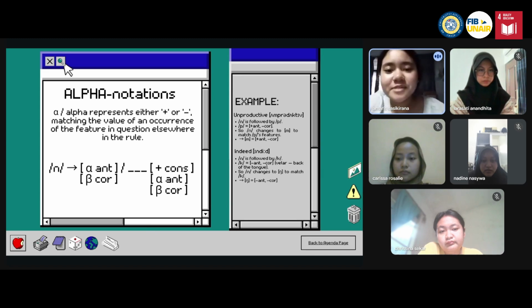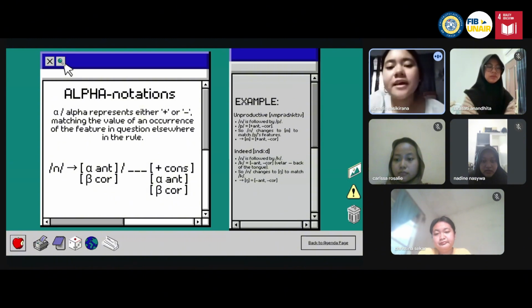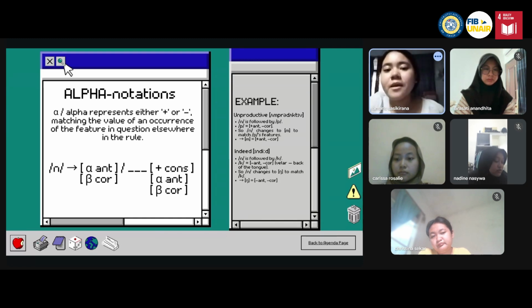Okay. So next we have the second example, which is incomplete. So n is followed by k. For k, it equals negative anterior and negative coronal. So that can also happen. It doesn't have to be one or the other, it has to be plus or minus. Both can be negative, and this is the example.